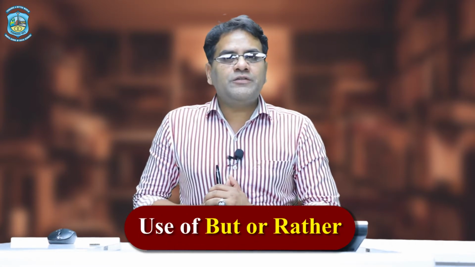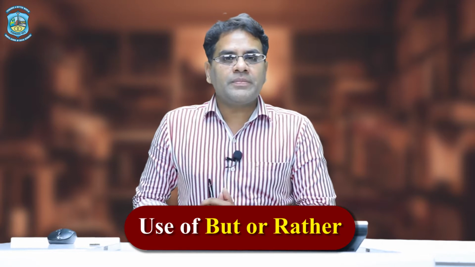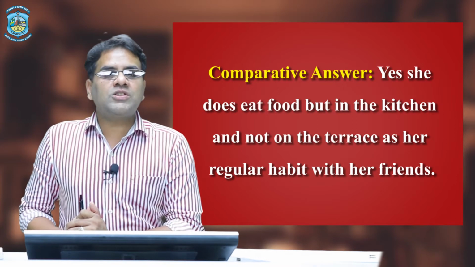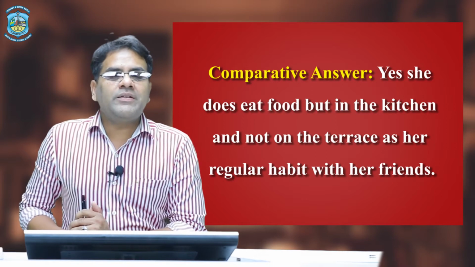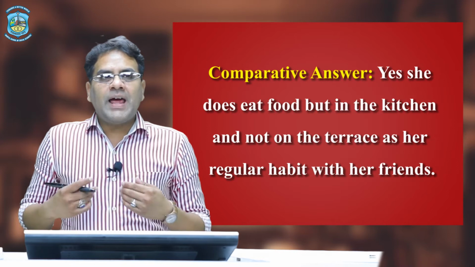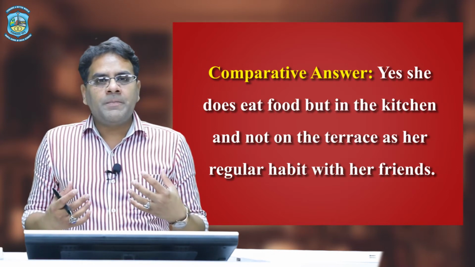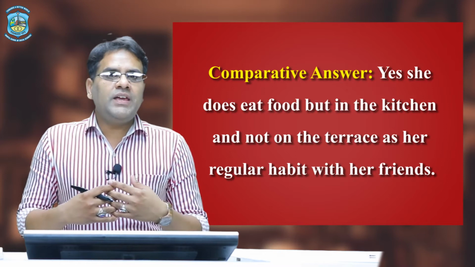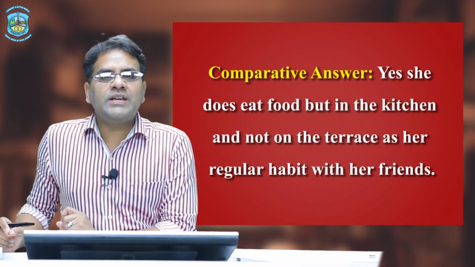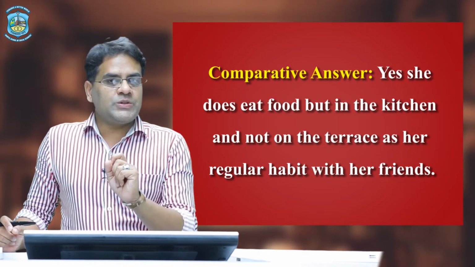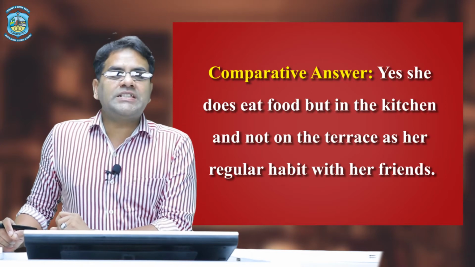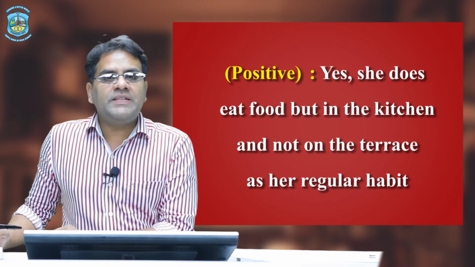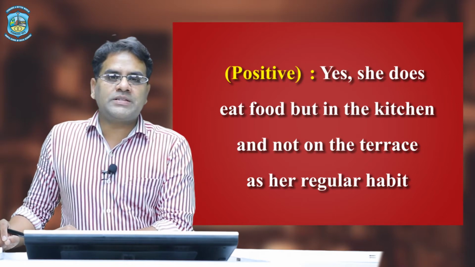either the single word but first, or we can take the word rather. For example, yes, she does eat food, but in the kitchen and not on the terrace as a regular habit. Now, what I have tried to do here is that when I'm trying to give a sort of eyewitness account, I have to find the things around me with which I can compare one thing with another. So here, I'm trying to compare terrace with kitchen. So I need you to focus on these two words immediately after the connector but. Let me repeat that positive answer. Yes, she does eat food, but in the kitchen and not on the terrace as a regular habit.